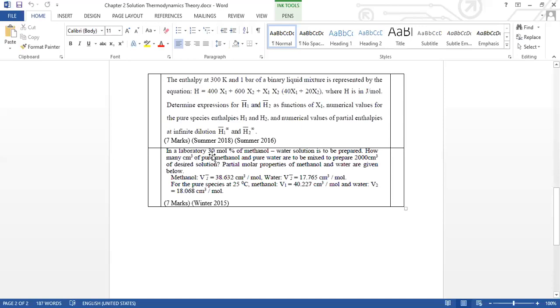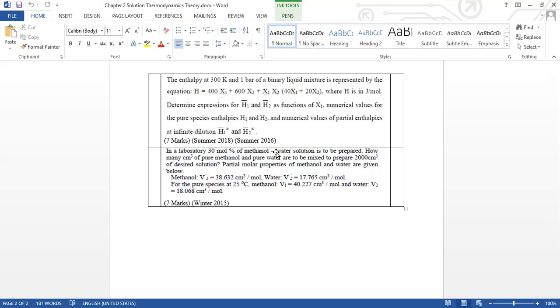In a laboratory, 30 mole percentage methanol water solution is to be prepared. So 30 mole percentage methanol, so the rest 70% is water. How many centimeter cube of pure methanol and pure water are to be mixed to prepare 2000 centimeter cube of desired solution? So they are asking what will be the required amount of methanol and what will be the required amount of water.